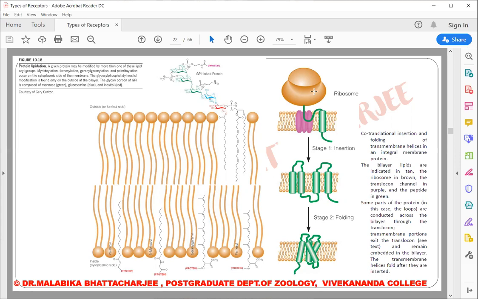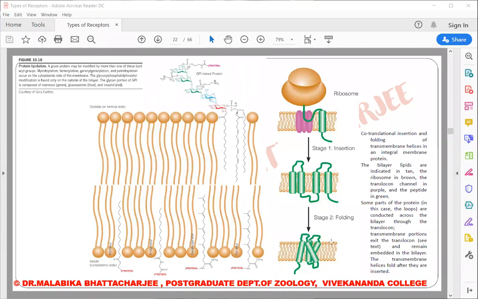That is, when the protein or the polypeptide is being synthesized within the ribosome, simultaneously it is being inserted on the membrane. So as you can see, the protein is moving through the translocon and is gradually being inserted and becoming a part of the transmembrane. So this is how transmembrane proteins are made and folded.